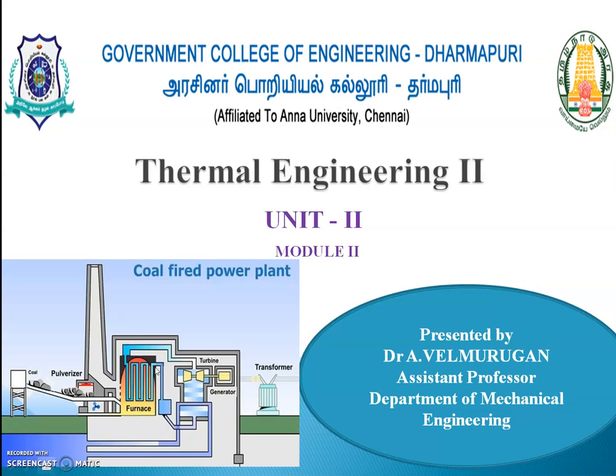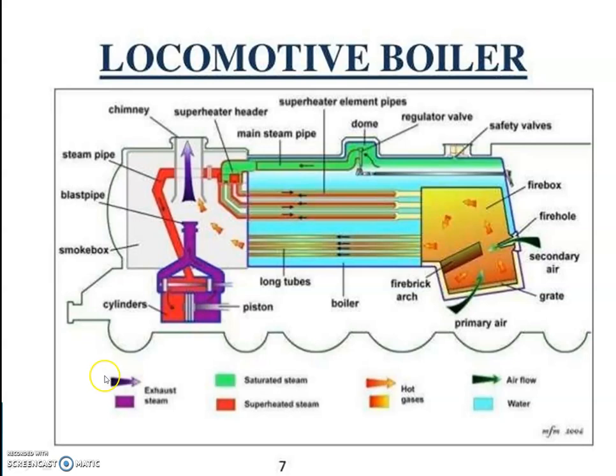In this video lecture, from the upcoming semester Thermal Engineering 2, Unit 2 Steam Boilers, Module 2. From this slide, we have discussed another fire tube boiler, the locomotive boiler. The locomotive boiler is a stationary or portable boiler with natural circulation, and it is a fire tube boiler. The fire occurs internally, and the position is horizontal.